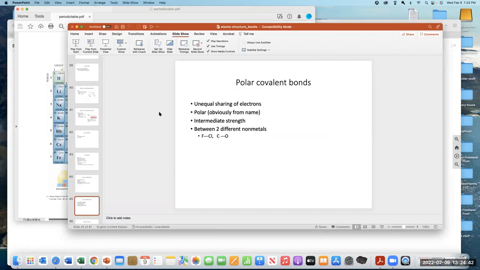So between two different nonmetals. For the purposes of this class, you can think ionic is metal and nonmetal. Purely covalent is two of the same nonmetal. Polar covalent will be two different nonmetals.